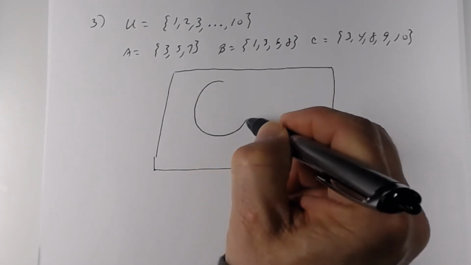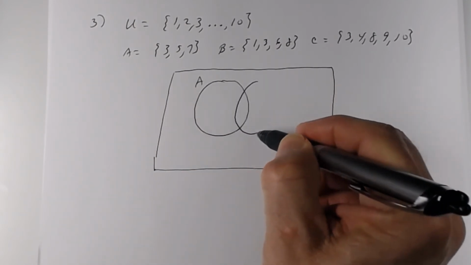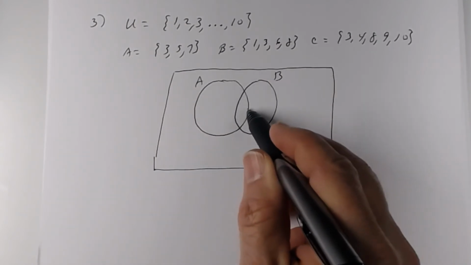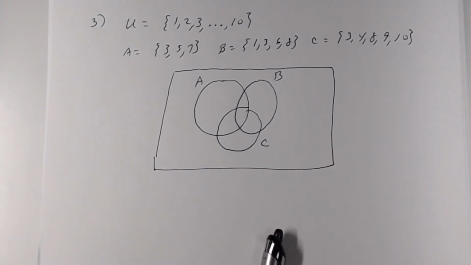So here's A. Do it like this. Draw this Venn diagram. Here's B. And then here's C. So go ahead and take about 3 to 5 minutes to fill in that Venn diagram. It won't take you long because there's not many elements here, and you're dealing with numbers, so it's a little bit easier than dealing with letters.